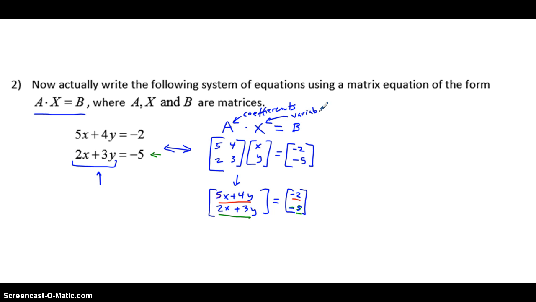And then this B matrix is going to be this column here. I don't know if it has an exact name, but I'll call it what it equals. And so that's how we're going to set up this matrix. So hopefully you see why we're going to go ahead and do this.